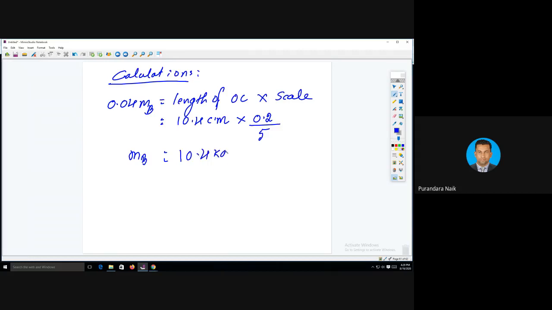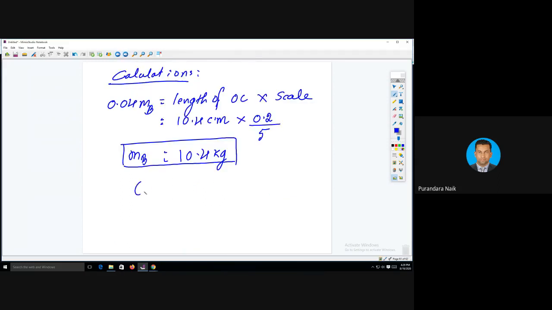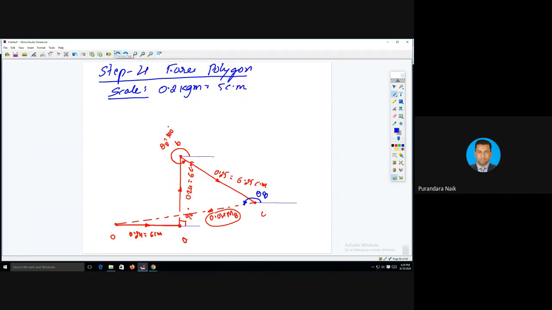10.4 kg. You check your answer. You may not get the same answer. There will be a small difference. You check it. And theta B, if you measure, will get theta B is equal to 189 degrees. I'm getting 189. So this is the end of the problem.